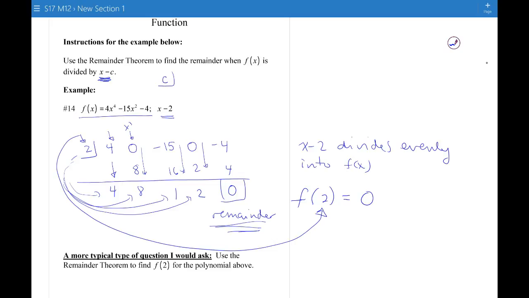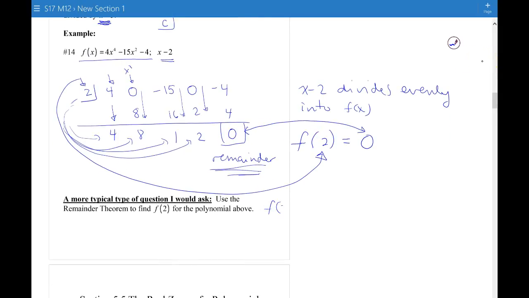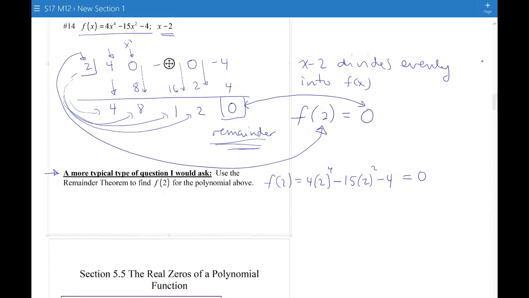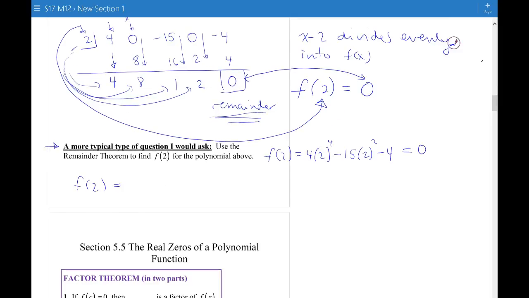So this 2 here, you put it here, it says the remainder is the result you get. So you could put f of 2 in here and go 4 times 2 to the 4th minus 15 times 2 squared minus 4. And it is 0, but boy, that seems like a lot more work to me than doing the synthetic division. A more typical type of question I would ask is to use the remainder theorem to find f of 2 for the polynomial above, and then I would expect the answer to look like f of 2 equals 0.